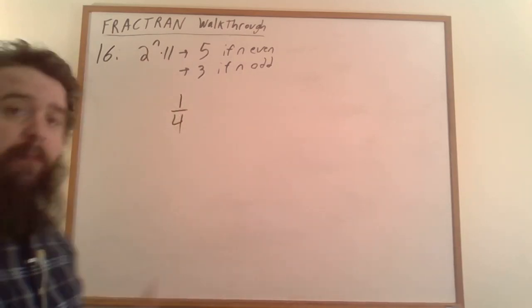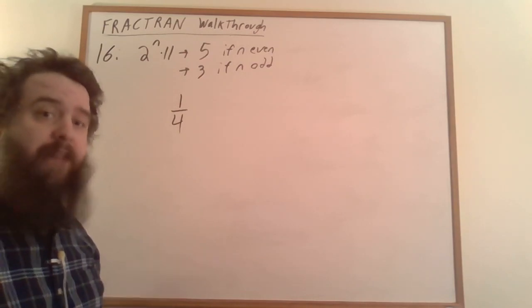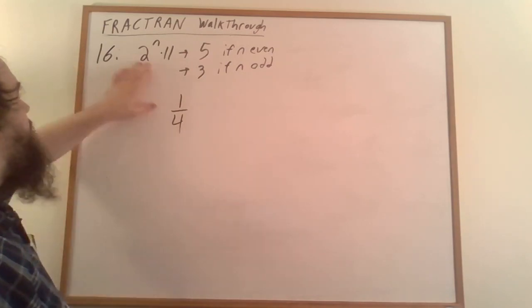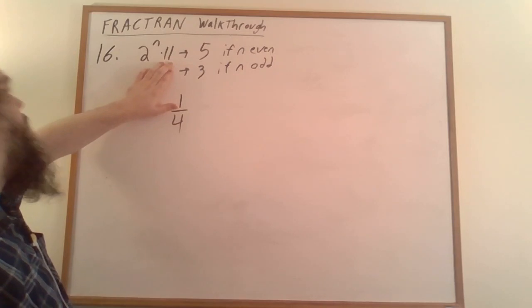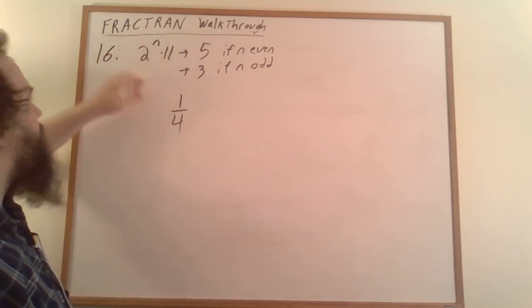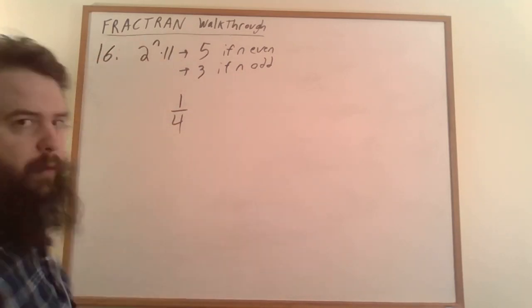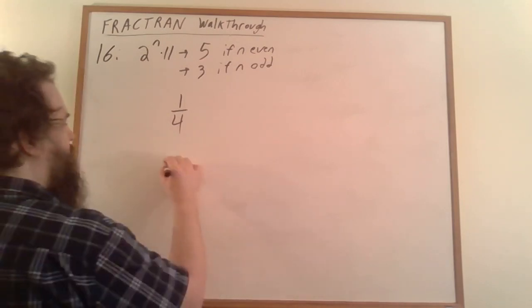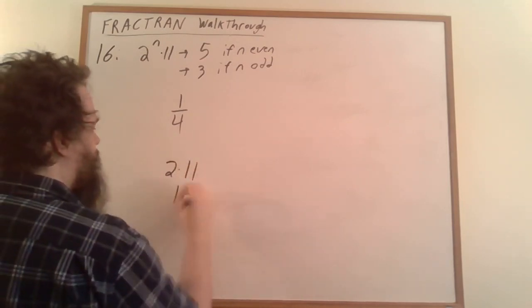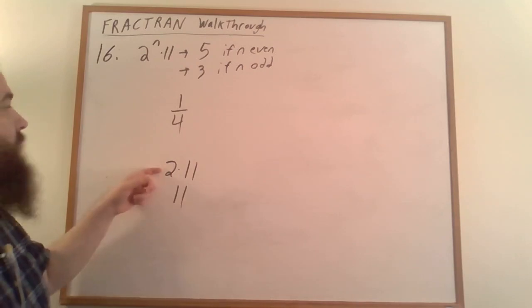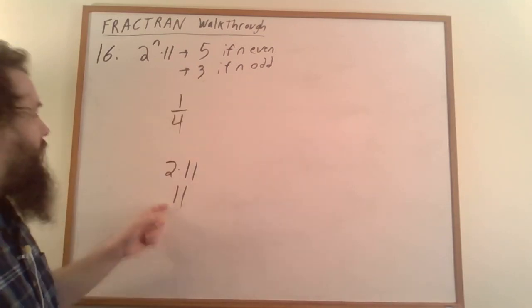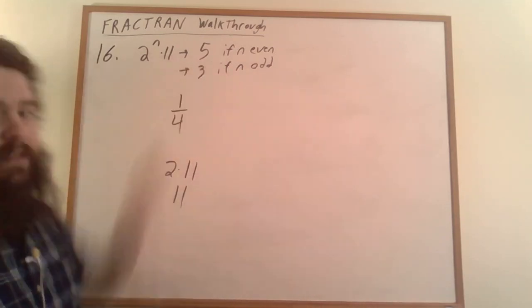So we'll start by multiplying by 1/4 until we can't anymore. And what that will do is that we'll take this number here and reduce this power of 2 until we can't multiply by 1/4 anymore, leaving us either with 2 times 11 or just 11. We'll get 2 times 11 if n was odd and just 11 if n was even.